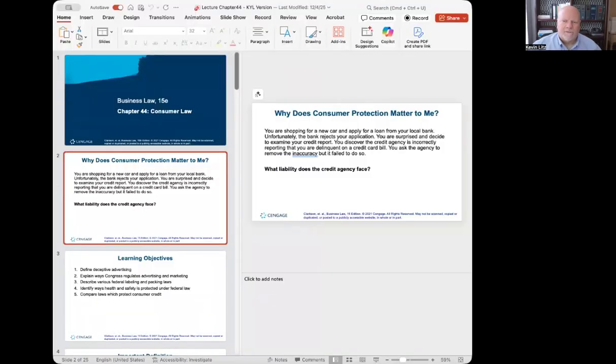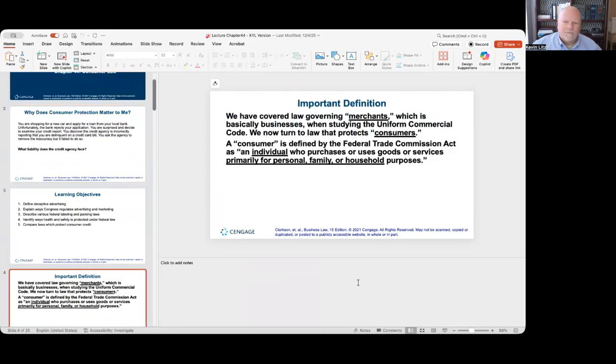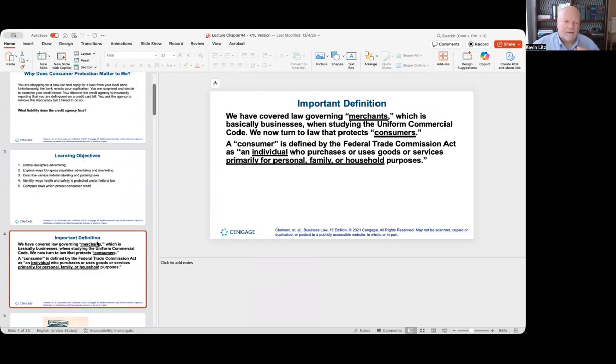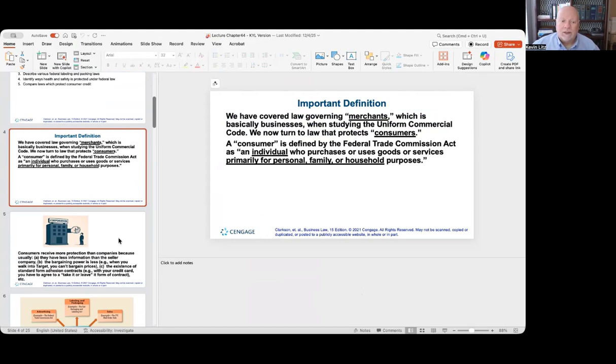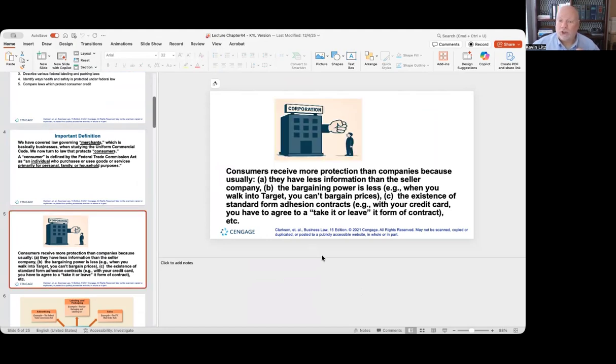Now, let's go over some of the various consumer laws. Again, this is applicable in the US. We've already talked about merchants as opposed to consumers, and there's the specific definition. A consumer is an individual who purchases goods or services primarily for personal, family, or household purposes. So keep that in mind when we're talking about consumer versus merchant.